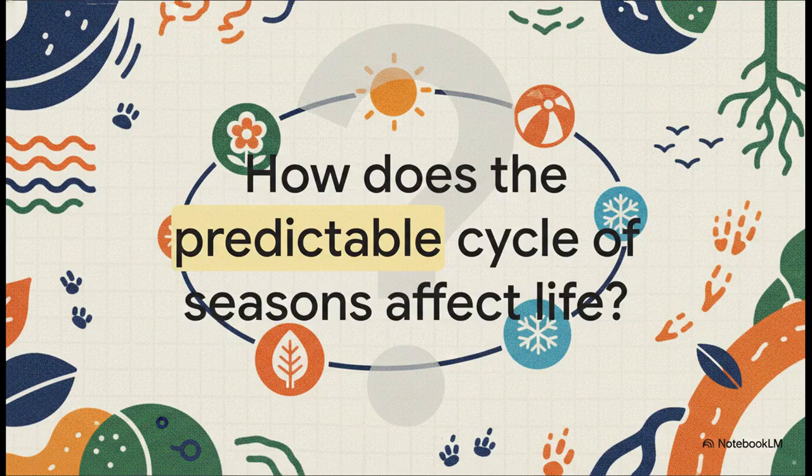And we'll end on this thought. We've just proven that the rhythms of the Earth's movements are constant, predictable, and unchanging. So the big question to think about is this: how does this incredible, predictable cycle of seasons affect all life on our planet? Think about that.